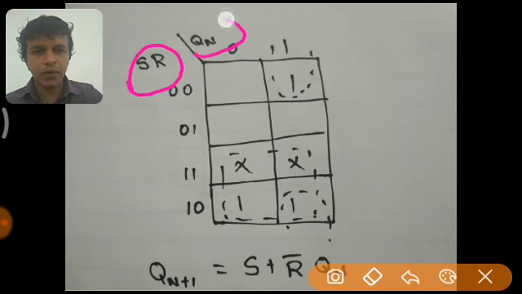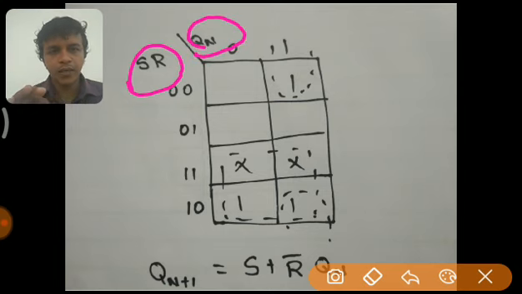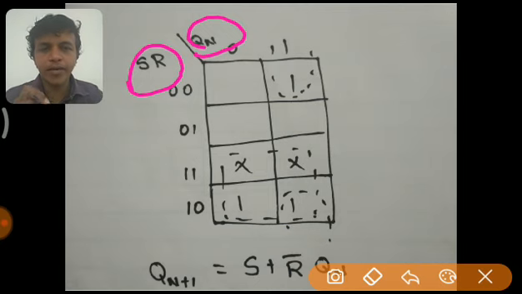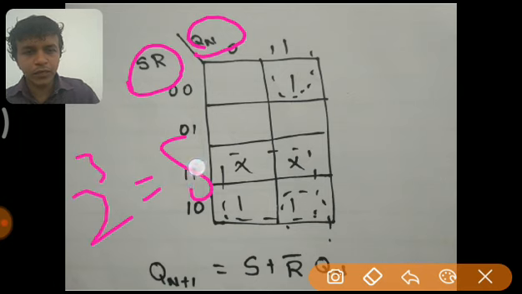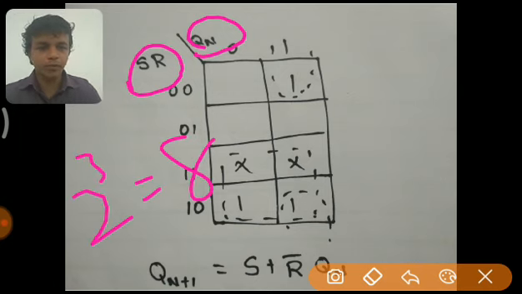Two inputs and one previous state. So Q of n plus 1 depends on these three things. So we have to draw a K-map of 4 cross 2 or 2 cross 4. It depends on 3 values, which means 2 power 3 equals 8, so 8 boxes should be there in the K-map. These 8 boxes can be drawn in any form, either 4 cross 2 or 2 cross 4.